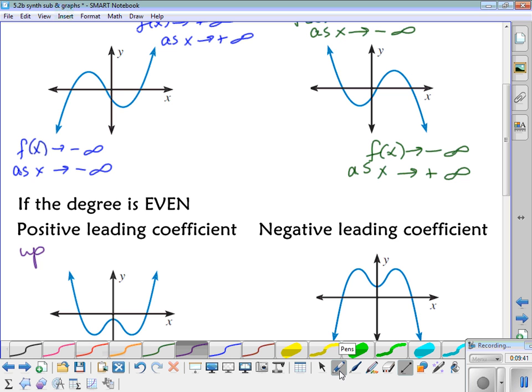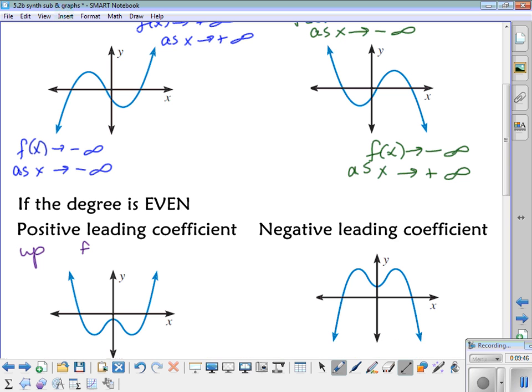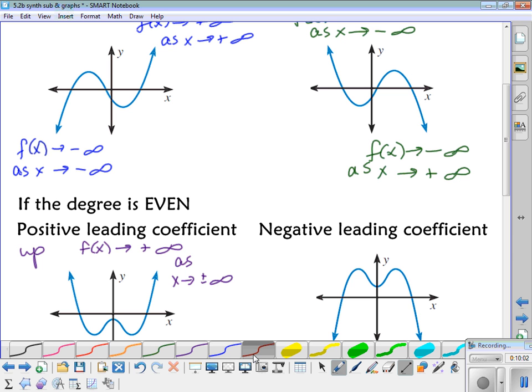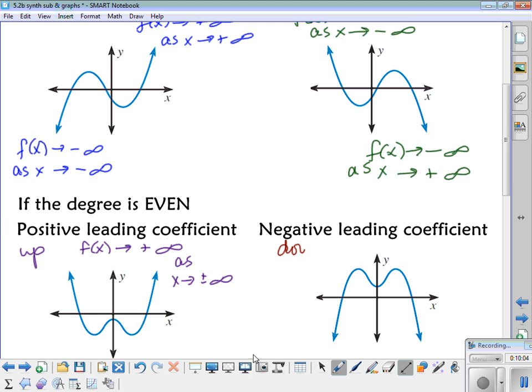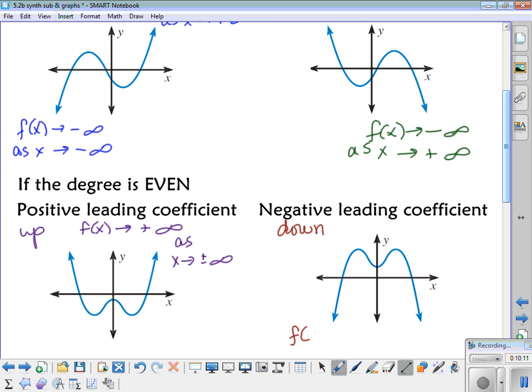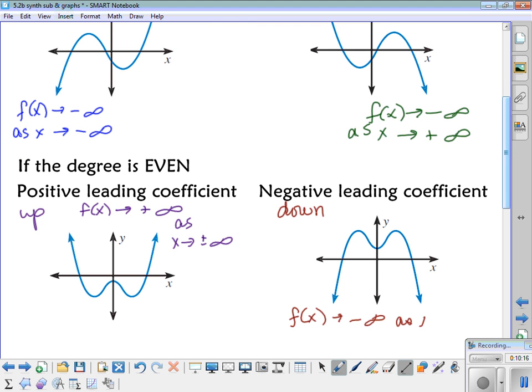So whichever side you're looking at, either way, for the positive one, f of x is approaching positive infinity on both sides of the graph, right? So it doesn't matter if x is approaching positive or negative infinity. It's still going up on both sides. And then just the opposite is true. If we have a negative leading coefficient, it's going down. So that means that f of x is approaching negative infinity as x approaches positive or negative infinity, both directions.